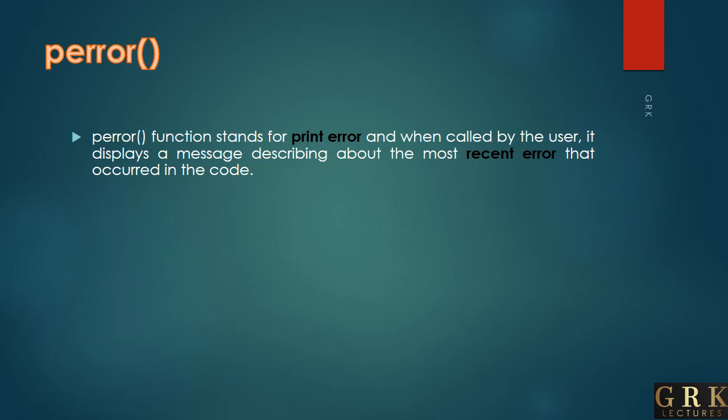perror means print error. When this function is called, it prints the description of the error which has most recently occurred in the program. The syntax of perror is that it takes one parameter, that is a string, and perror can be used in two cases. In case of an error, if we use this function, it prints that error description. If there is no error, this prints no error.